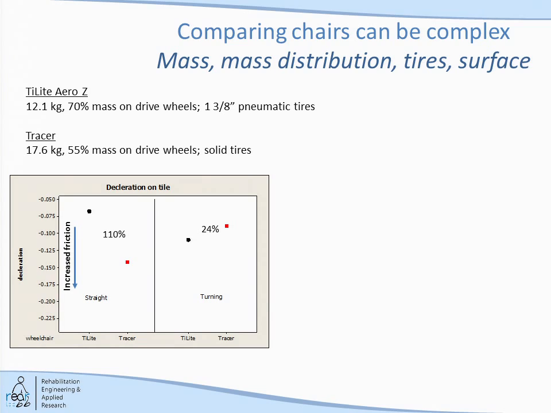Now look at turning. That's a counterintuitive result. In fact, in a zero radius turn on tile, the Tracer has less frictional energy loss than the Tilite.